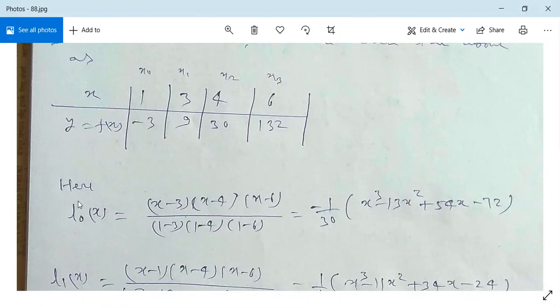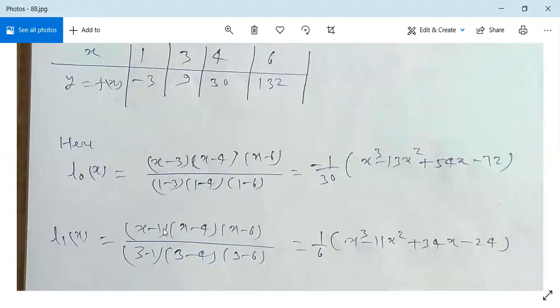For this, we need to find the Lagrange polynomial. For this, we need to have L0x, L1x, L2x. So L0x will be x minus x1, x minus x2, and x minus x3 divided by x0 minus x1, x0 minus x2, and x0 minus x3. So it is x minus 3, x minus 4, x minus 6 by 1 minus 3, 1 minus 4, 1 minus 6. After simplification, it will be minus 1 by 30, x cube minus 13x square plus 54x minus 72.